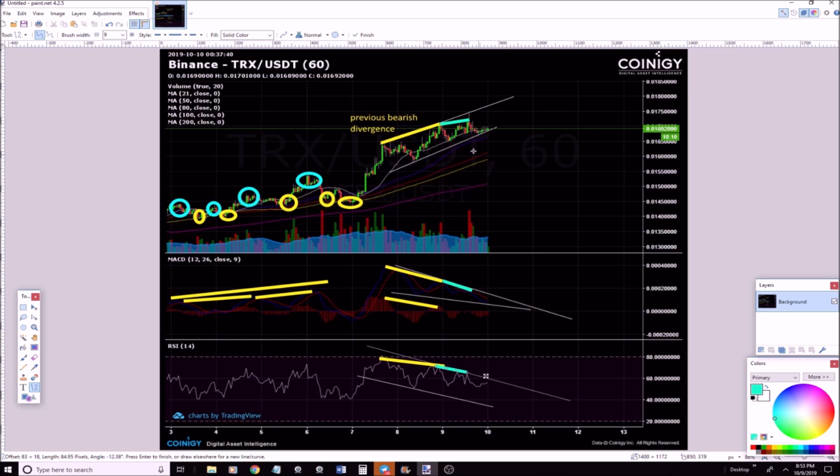Now, this is a previous bearish divergence as well. Also, not really important. It's already played out. See the move to the downside? All right, already played out. Now, what we're trying to figure out, and the most important thing that we want to focus on, is the most recent divergence in the price action, right?